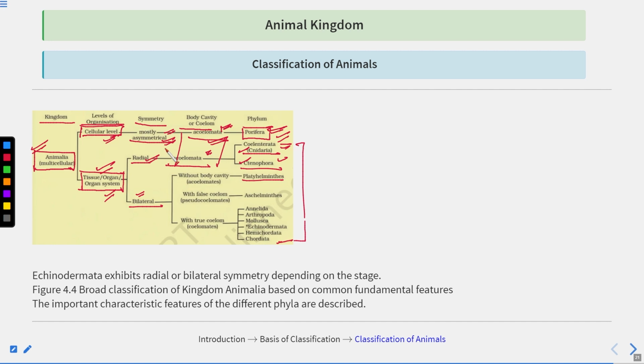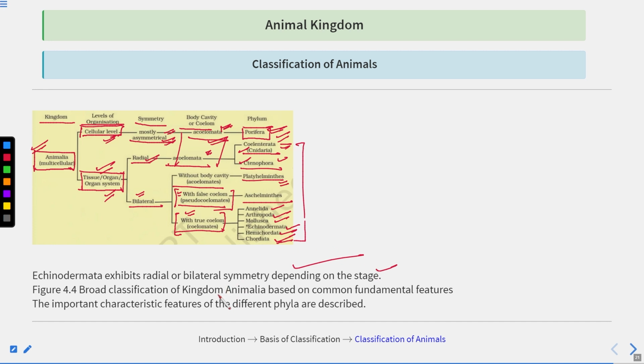So the one without a body cavity, acoelomate, is the Platyhelminthes. With a false coelom, just one phylum shows the pseudocoelom, that is Aschelminthes, and after that we have all the organisms showing the true body cavity, that is Annelida, Arthropoda, Mollusca, Echinodermata, Hemichordata, and Chordata, right? Now the Echinodermata exhibit radial or bilateral symmetry depending upon the stages.